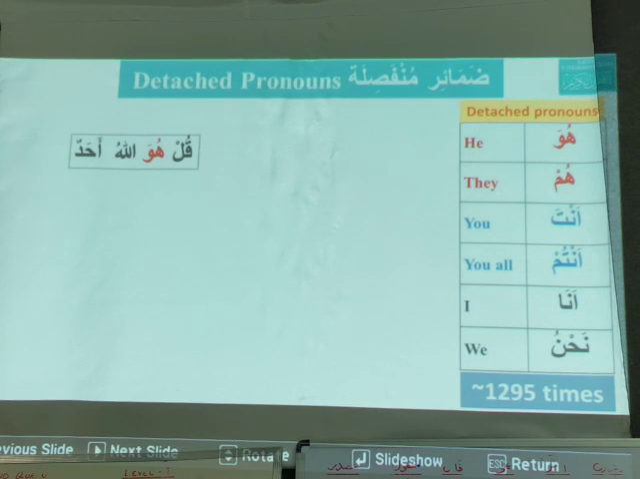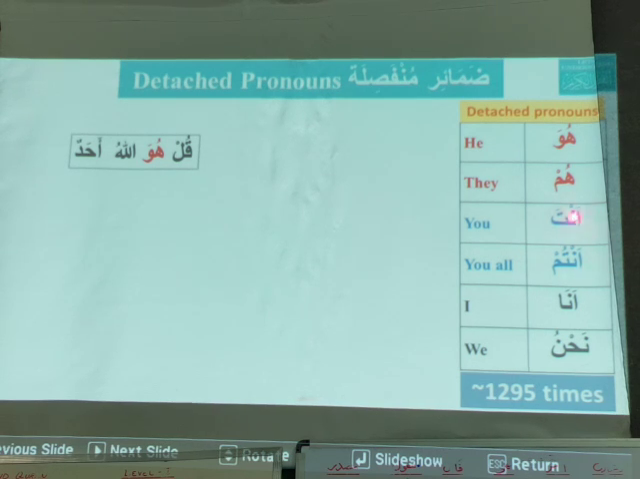So the first one is huwa. Huwa means he. Hum means they. So huwa is referring to the third person who is not here. These first two are for third person. The first one is for singular and the second one is for plural. Plural means more than two. So huwa, he, hum, they.